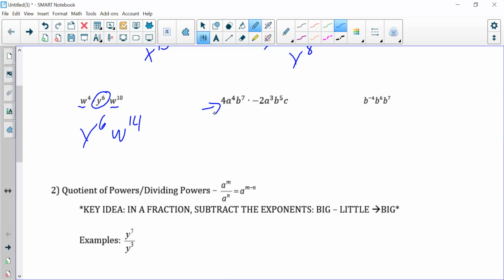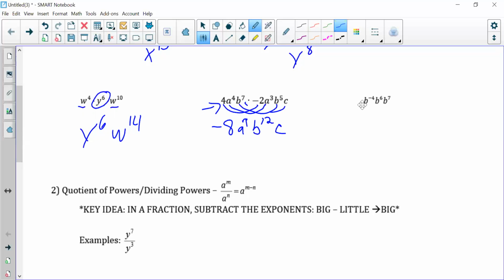All right, same way here. We're multiplying. So don't forget that when you're multiplying, numbers get multiplied by numbers, letters get multiplied by letters. So first, what is 4 times negative 2? Is negative 8. a to the 4th times a to the 3rd. Remember, we add exponents. So a to the 4 plus 3 is a to the 7th. b to the 7th times b to the 5th gives us 7 plus 5, which is 7, 8, 9, 10, 11, 12. So b to the 12th. And there's no c here to multiply with this c, so it just gets brought down.